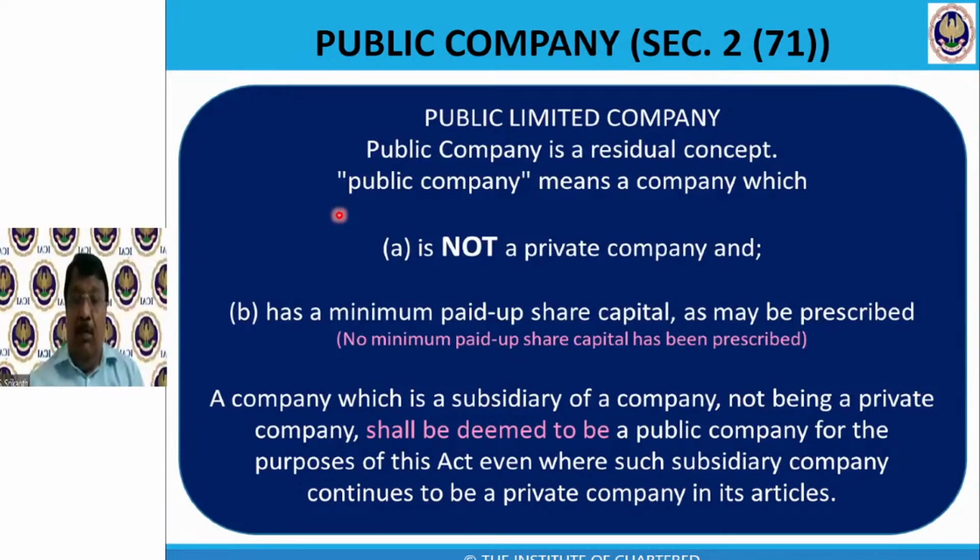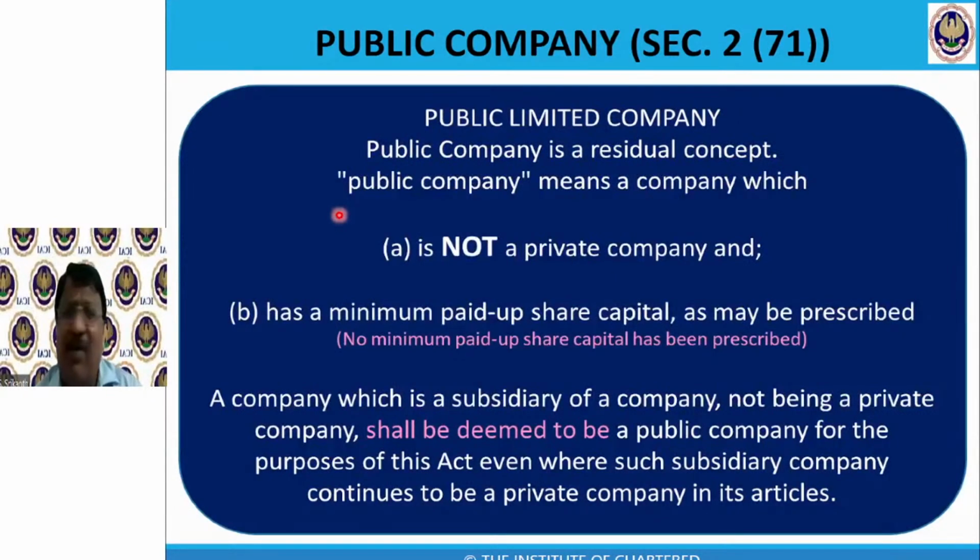Okay? Be careful. A company which is a subsidiary of a company not being a private company shall be deemed to be a public company for the purpose of this Act, even where such subsidiary company continues to be a private company in its articles. Later on, you will see that a private company by its articles will contain certain restrictions. Even though these are there, if it is a subsidiary of a public company, it shall be deemed to be a public company. So what is my understanding? A private company which is a subsidiary of a public company loses the character of private company; it shall be deemed to be a public company. Even though it continues to have restrictions, the law will apply as if it is a public company. The privileges of private company will not be there.